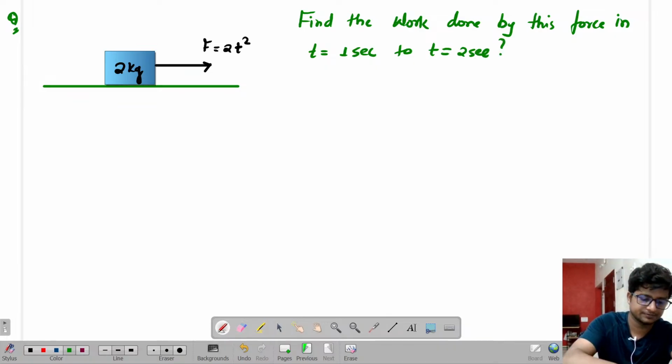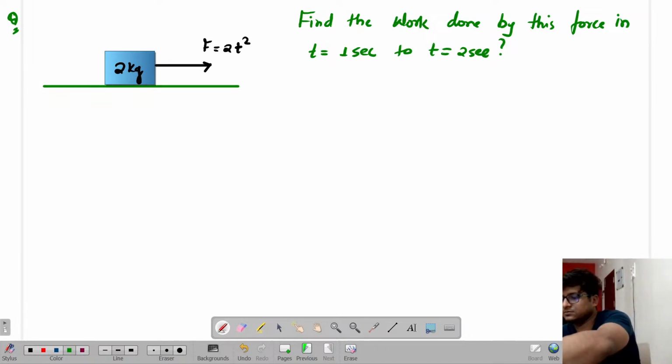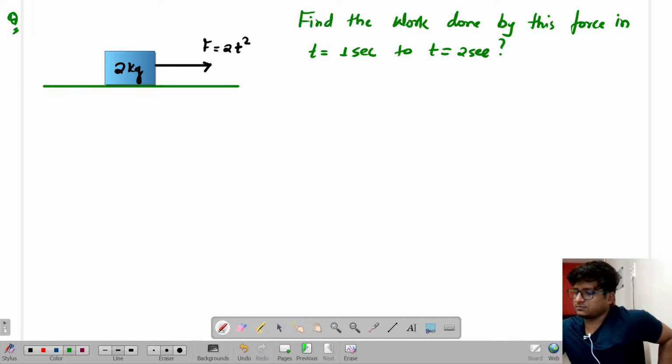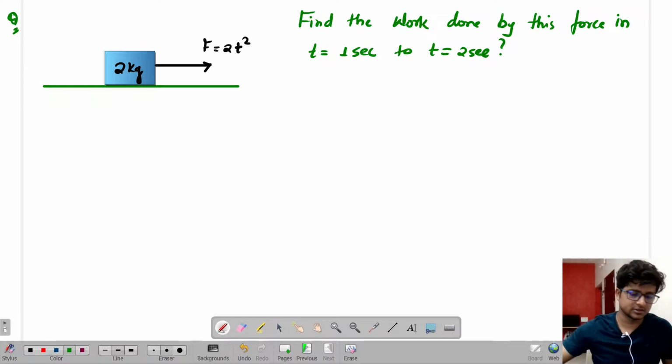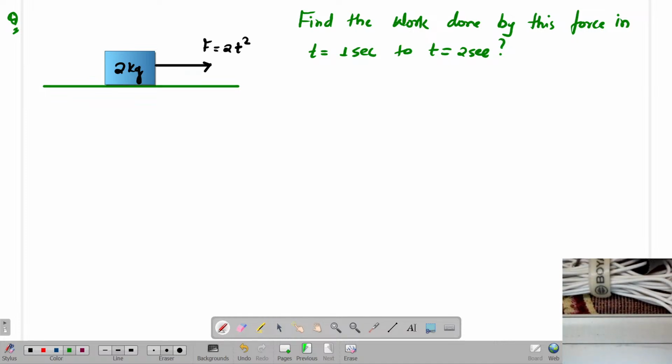Be fast. Okay. Initial velocity is 0. You have to assume initial velocity as 0. 1 minute. Try this question.